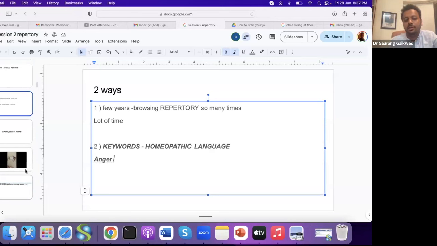So this is a kind of contradiction. And that is when he falls or throws himself down on the floor. Why am I saying this? Because these are all the important keywords which could be an entry point for me to find the exact rubric.